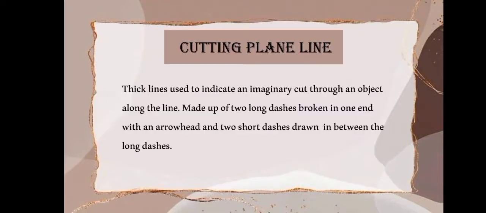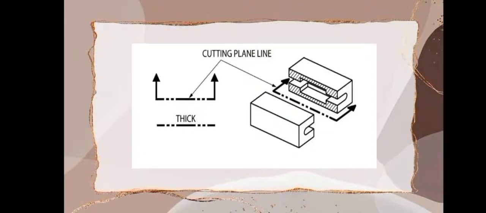So next is the cutting plane line. Cutting plane line: thick lines used to indicate an imaginary cut through an object along the line. It is made up of tall long dashes broken in one end with an arrowhead and two short dashes thrown in between the long dashes. So this is our cutting plane line.